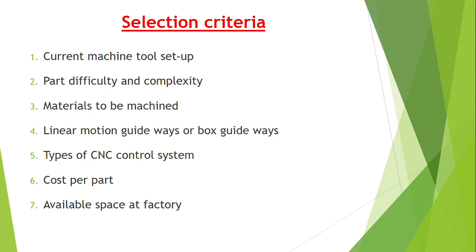The fourth one is linear motion guideways or box guideways. CNC machines that are built with linear motion, that is LM, guideways tend to be faster but more suitable for lighter duty applications. On the other hand, machines with box guideways are more rigid, have less vibration and are capable of making heavier cuts on larger parts. However, these are normally slower than those with LM guideways, that is linear motion guideways.